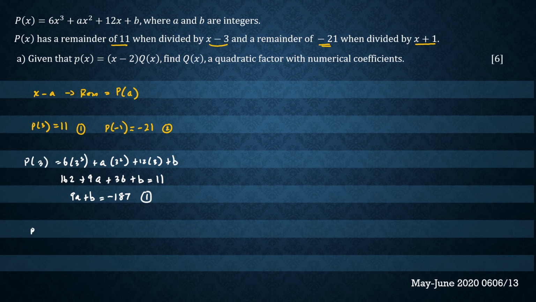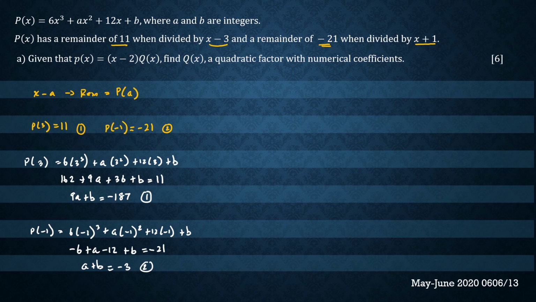And for equation 2, we have P(negative 1), and we'll substitute that into the polynomial. We'll get 6 times negative 1 cubed plus a times negative 1 squared plus 12 times negative 1 plus b. And when we simplify, we'll get negative 6 plus a minus 12 plus b equals negative 21. And when you simplify, you'll get a plus b equals negative 3. This will be equation 2.